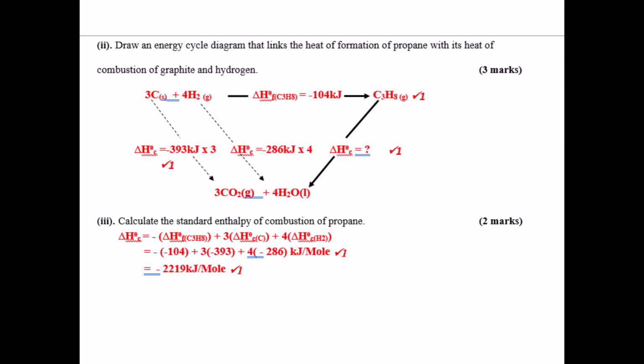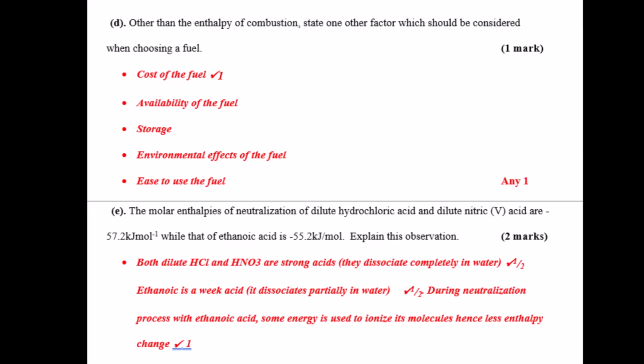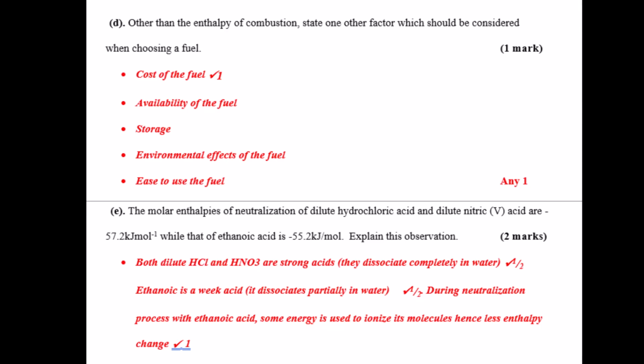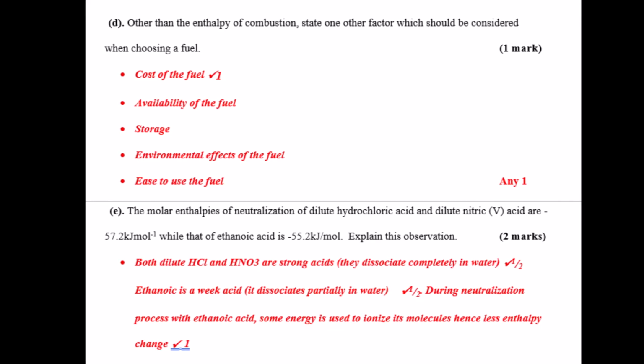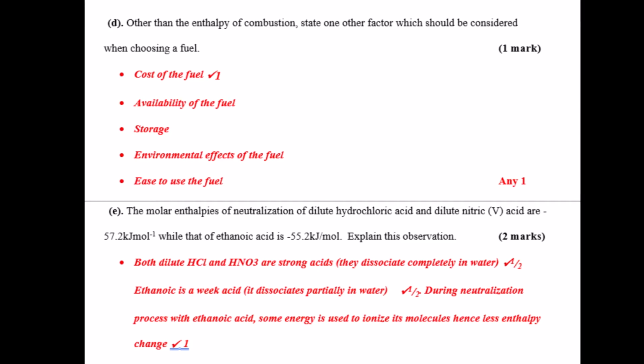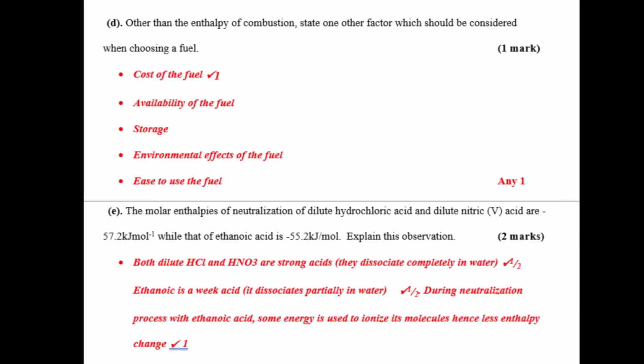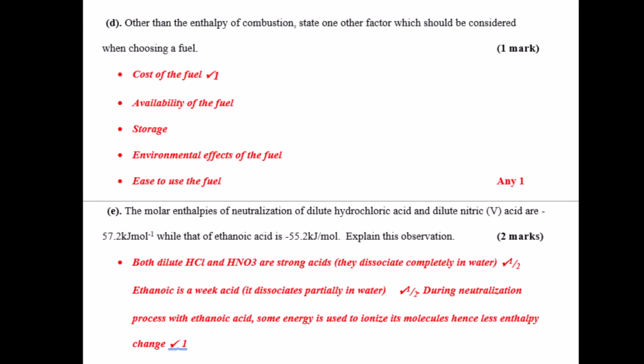The reaction there is exothermic, therefore it will be negative to show it's exothermic. Other than enthalpy of combustion that helps you to calculate the heating value, other factors to consider when you're choosing a fuel are the cost of the fuel, availability, cost of transportation, and environmental effect of the fuel, among others. Going ahead, you're given that you have 2 strong acids, HCl and nitric acid.